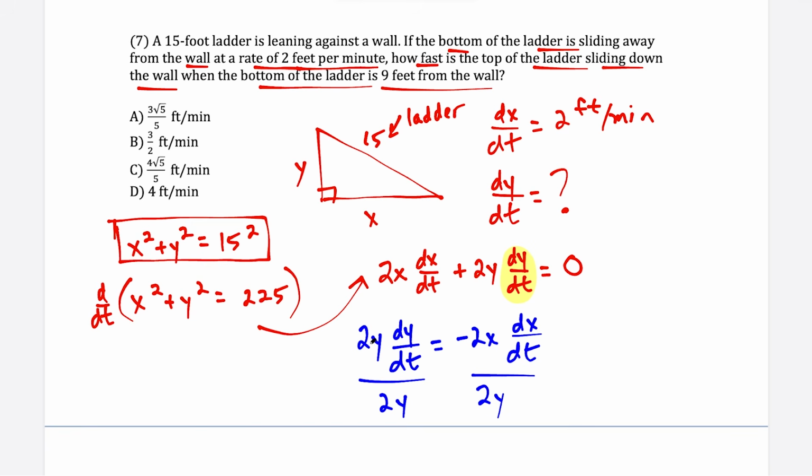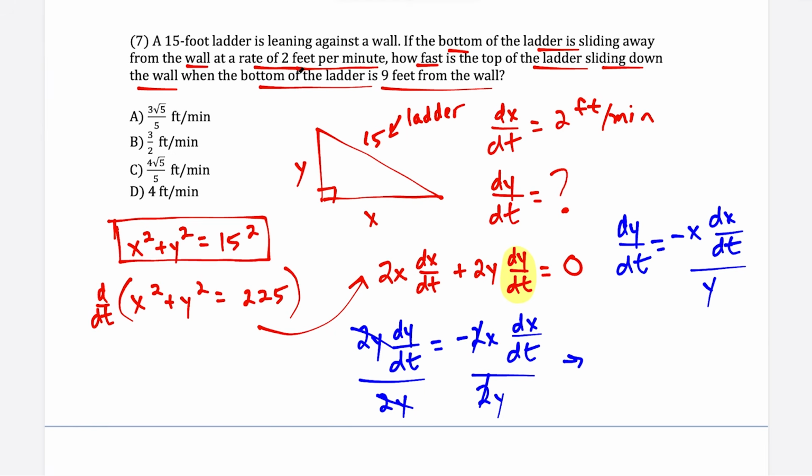And notice what we have. We have 2y over 2y canceling. 2 over 2 cancels. And this tells us here, I'll write it over in this location. We have dy/dt is equal to negative x dx/dt divided by y. So now we have to think about what are each of these pieces. So dx/dt is 2 feet per minute.